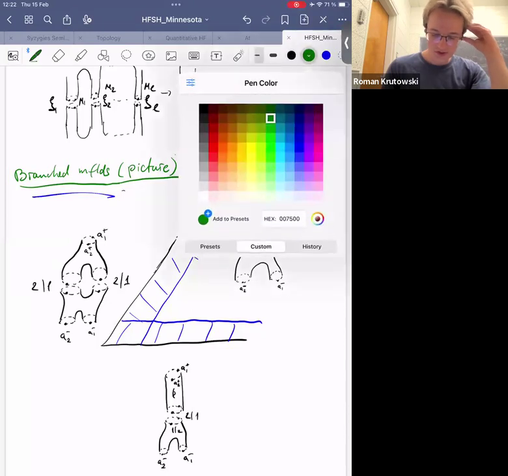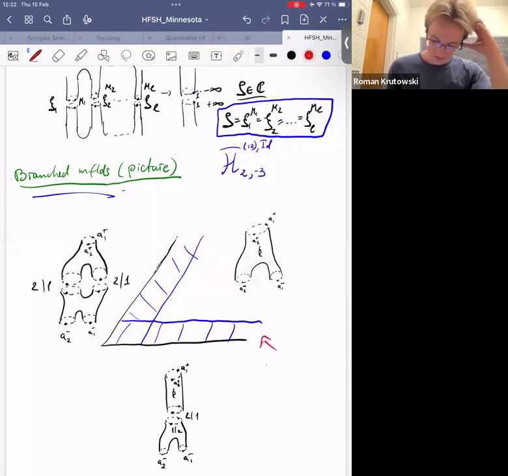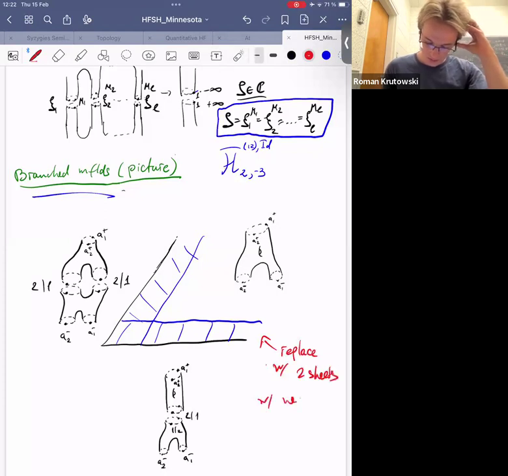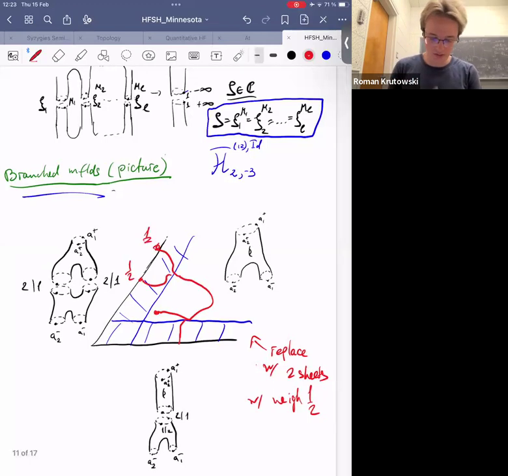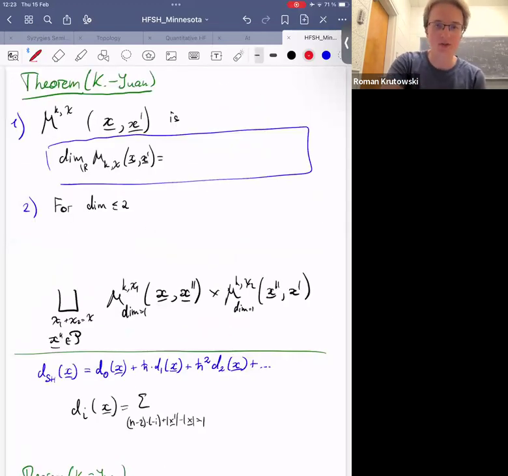So to fix this, we'll replace the neighborhoods with two sheets, each with weight 1/2. So the actual solution, when projected to the Hurwitz space, would look like something like, well, here it would be a nice curve, but then it will branch into two curves. And then there'll be 2 points on the boundary, and the same here. And they will come in with weights 1/2. So that's sort of the idea. And here I'm ready to state the main theorem.